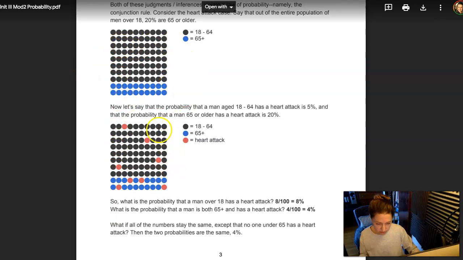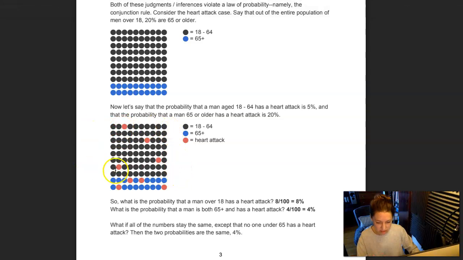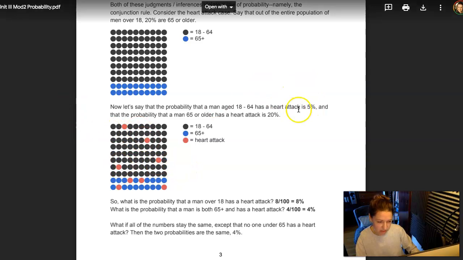And here I'm gesturing to the black dots. So 18 to 64 are the black dots. So imagine that the probability that a man aged 18 to 64 has a heart attack is 5%. So what is 5% of 80? That's going to be 4. That's why there are 4 red dots, and I just sort of randomly picked 4 of them. 4 out of 80, that's 5%.